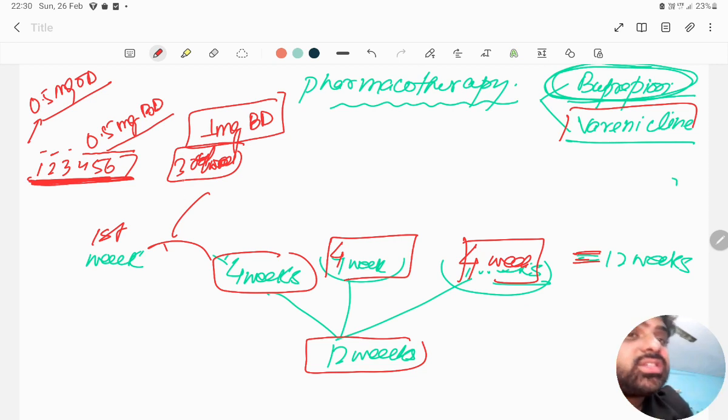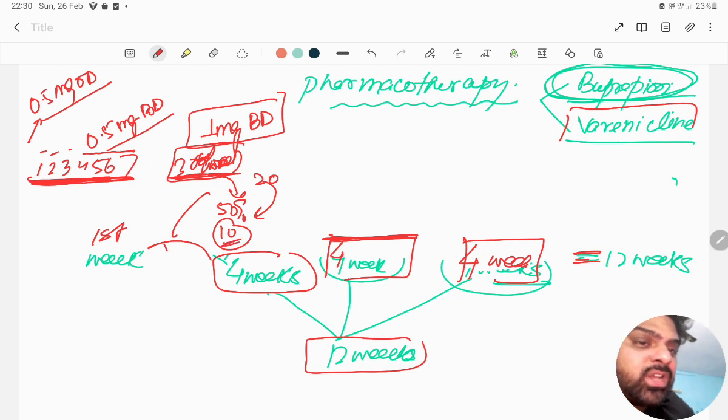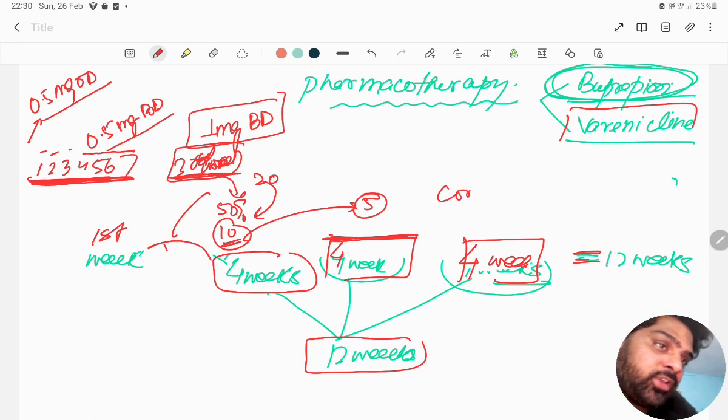And what the person has to do: the person will not stop smoking in this first week. And in the next 3 weeks, he has to decrease smoking by 50%. For example, if he was smoking 20, now he will smoke just 10. And in the next 4 weeks, he has to bring it down a further 50%, that is, from 10 he will be smoking just 5. And in the last 4 weeks, there will be complete abstinence.